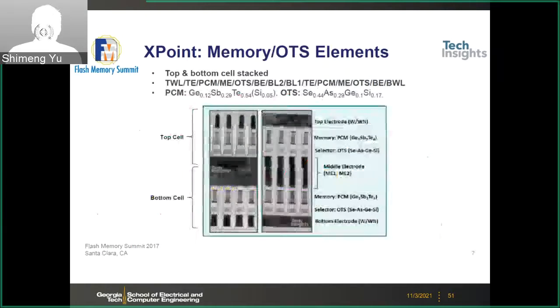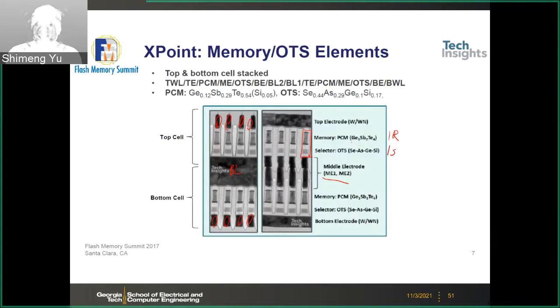And I believe there are some zoom-in pictures here. If you really look at the two-stack cross-section here, you see the two stacks. In the middle is a shared bitline. This is a shared bitline. And then here you have your word line 1 and word line 2. So here this is the cell, and it's 1S1R.